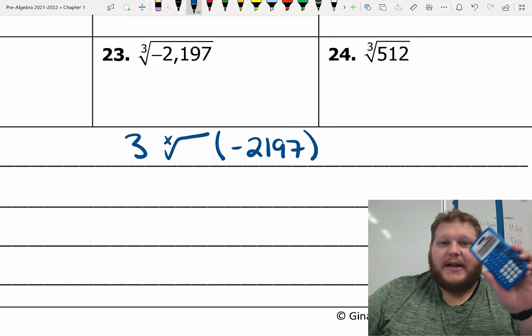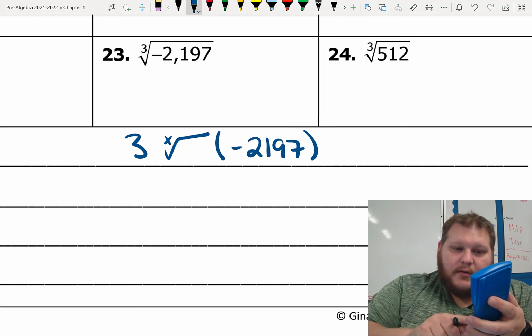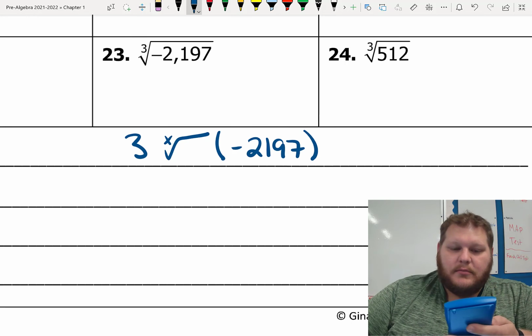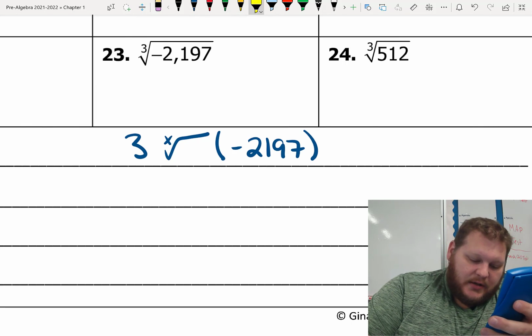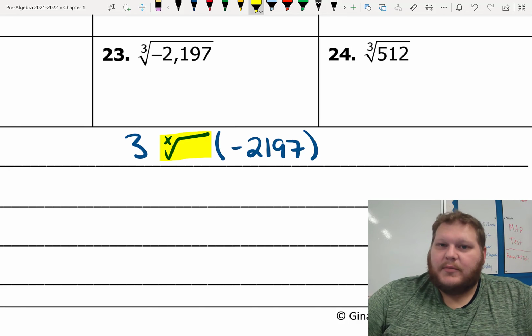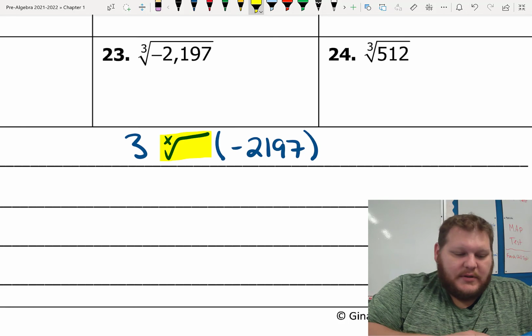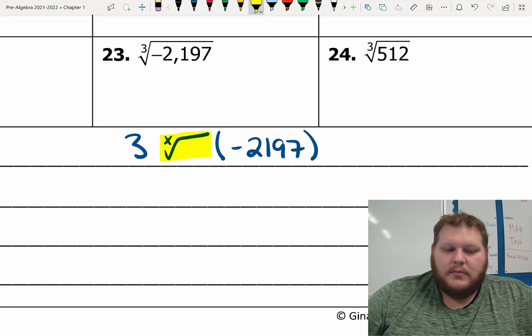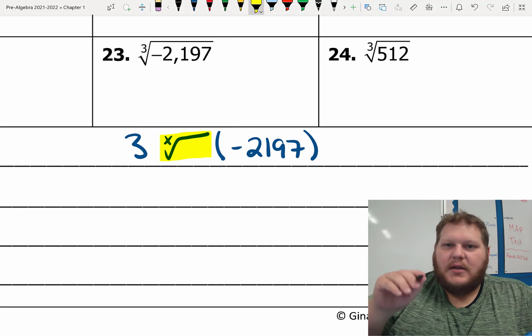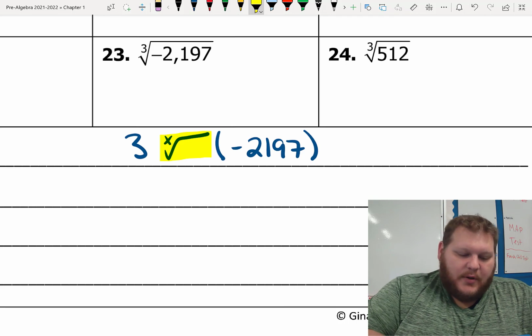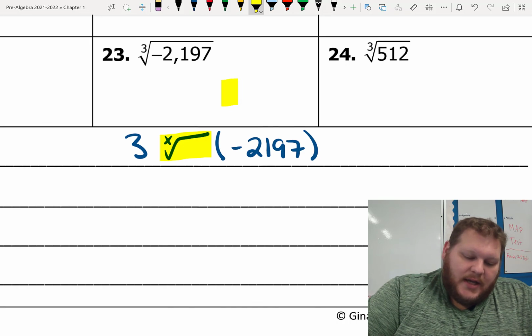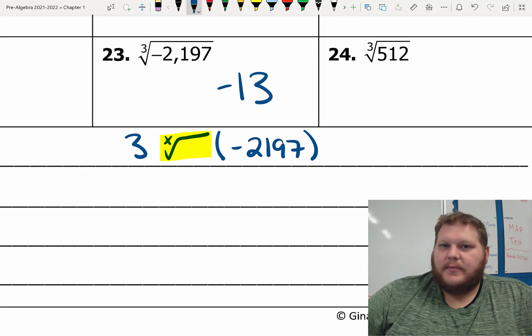To actually do that on our calculator, we're going to hit the 3 button first. So we have a 3 on our screen. To get my x radical symbol, you're going to do second, just like we did in the square roots, but then hit that exponent button. It should fill in with a little x radical, and then you can type in your negative 2197. We should end up with negative 13.